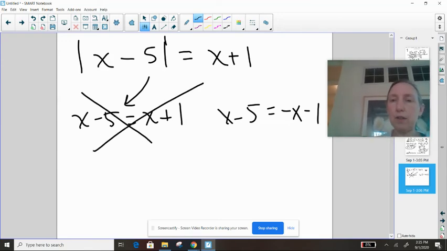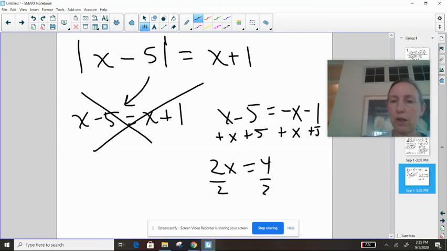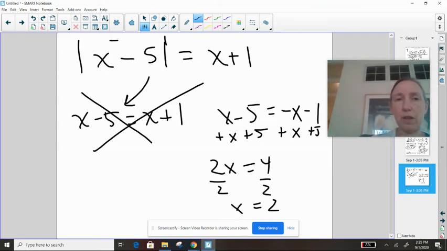And this side I'm going to solve. I add x to both sides, which gives me a 2x. I add 5. I get 4. And then I get x is 2. I still need to make sure it works. 2 minus 5 gives me a negative 3. Absolute value gives me a positive 3. 2 plus 1 gives me 3, and it works. So this one has one solution.